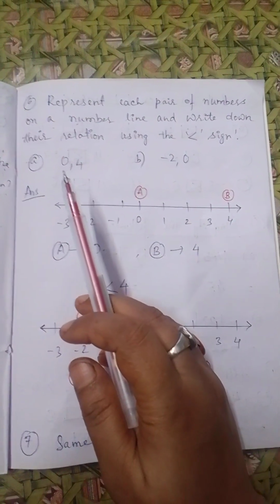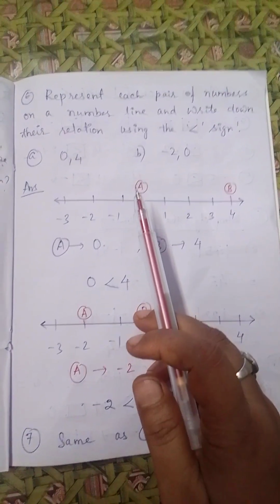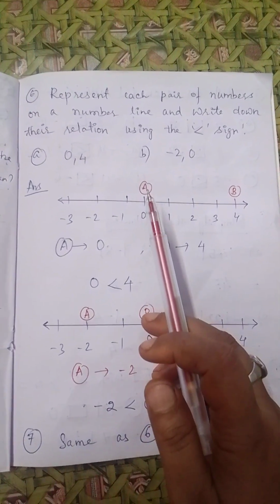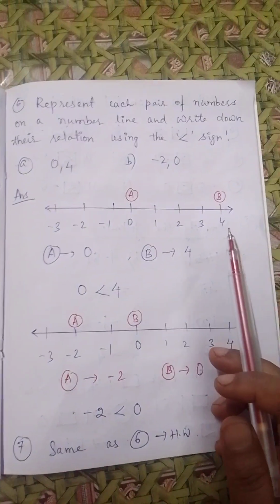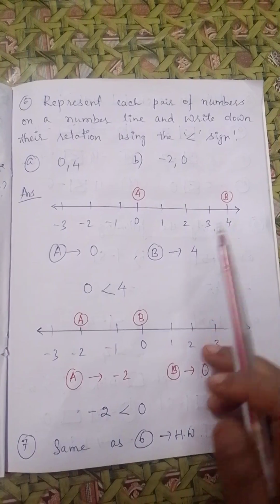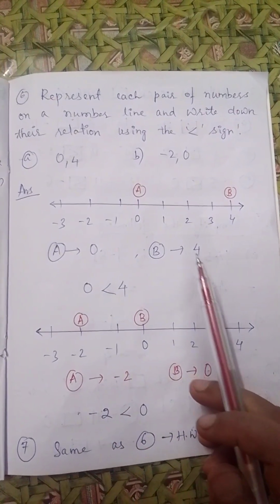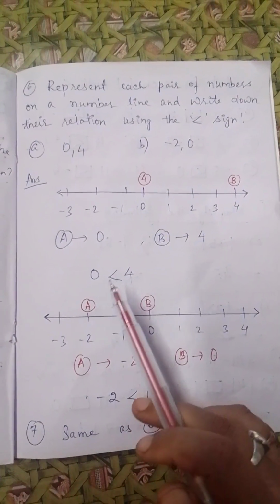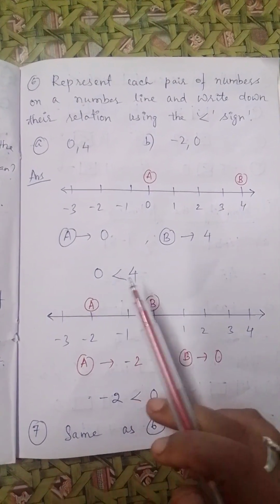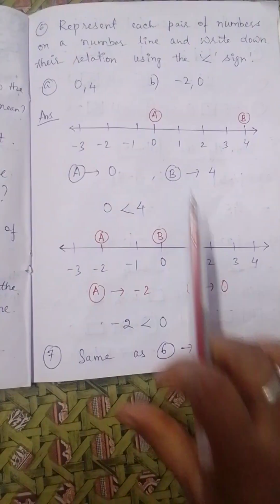Okay. Then you see what pair of numbers they have given? 0. So I'm giving here 0, and I'm representing 0 by A. And then 4 they have given. So 4, you go to this side, the positive number, and I'm representing it by B. So I have written here A is representing 0, B is representing 4. Now you have to show the relation between these two numbers 0 and 4. So you know 0 is always less than 4, so 4 is greater than 0.